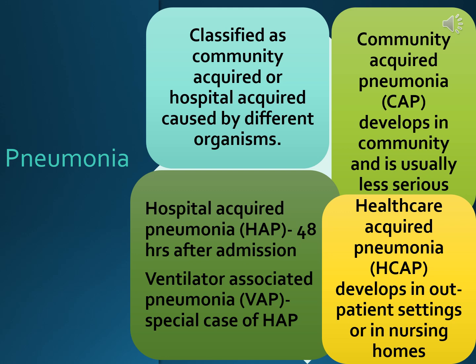The bacteria that you find out in the community are very different than the bacteria that you find in a hospital or a healthcare acquired pneumonia. So hospital acquired pneumonia usually is defined as occurring 48 hours after admission to the hospital. So you have to be there at least 48 hours before getting the pneumonia in order for it to be classified as hospital acquired. Ventilator associated pneumonia is a special case of hospital acquired pneumonia. So you're in the hospital and you're on a ventilator, and then you get pneumonia while you're on the ventilator.